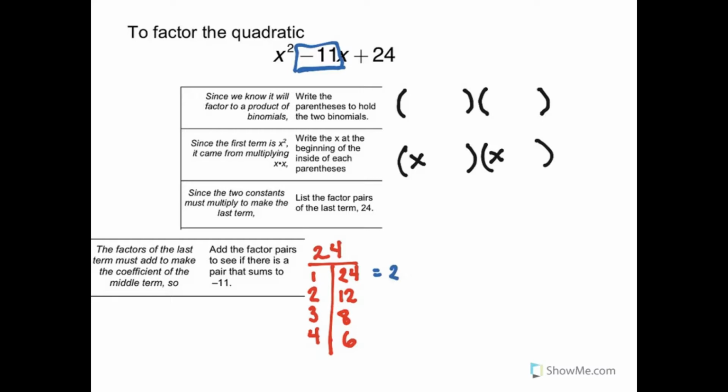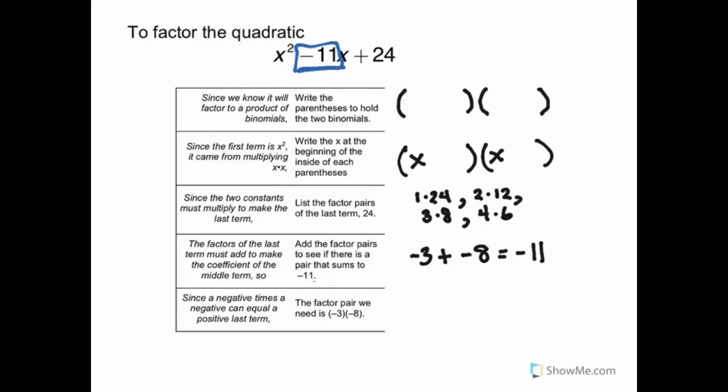1 plus 24 is 25. 2 plus 12 is 14. 3 plus 8 is 11. Yay! It's not negative 11, but since I have a positive 24, I could think of that positive as being from a negative times a negative. And indeed, that's what I'm going to do.